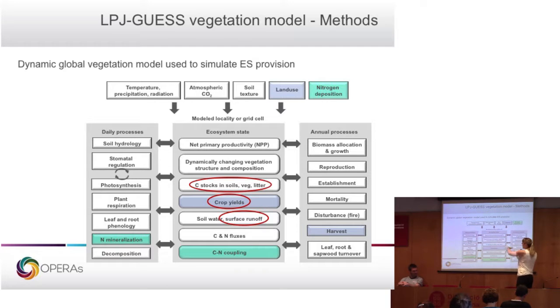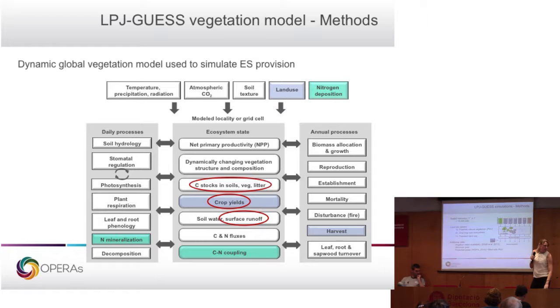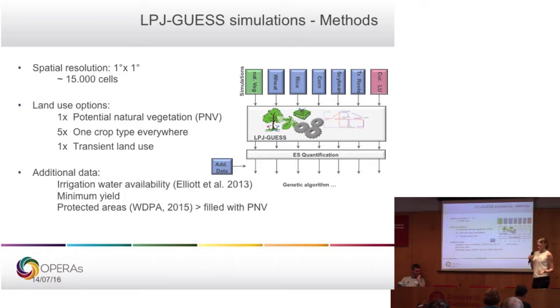And what we get out of LPJmL is actually ecosystem state variables like net primary productivity, but also the carbon stocks in soils, vegetation, litter, information on nitrogen, crop yields, and water information. So all the cycles that come together in an ecosystem. And here actually we have our three services that we are looking at: the carbon stocks, the crop yields, and the surface runoff. So that was our simulation setup for LPJmL.